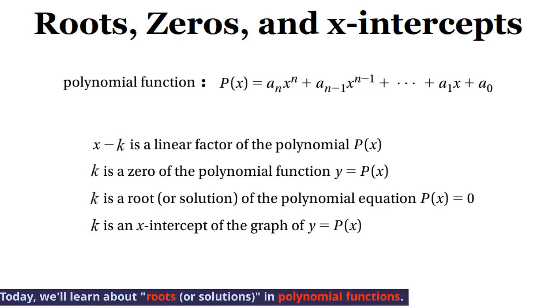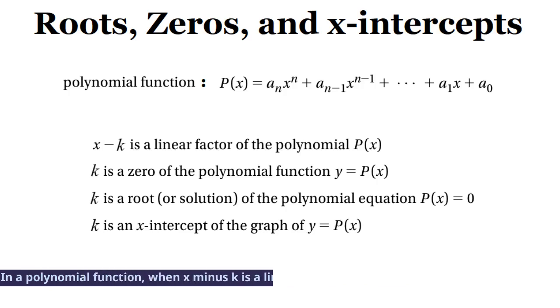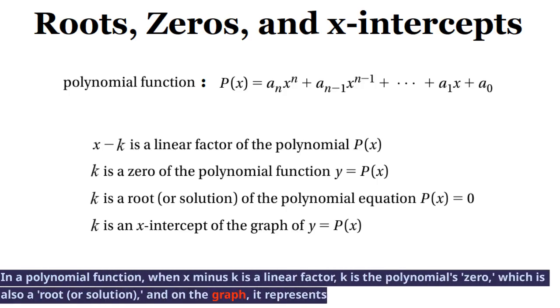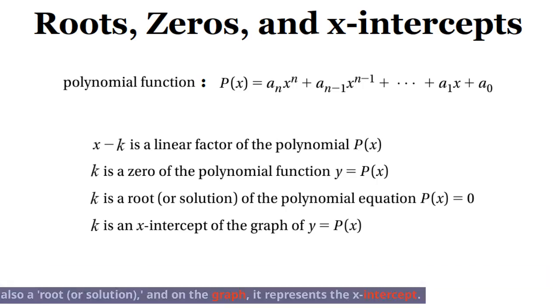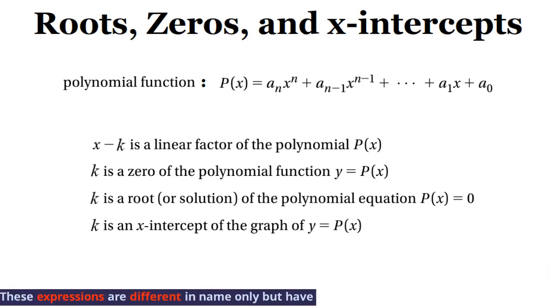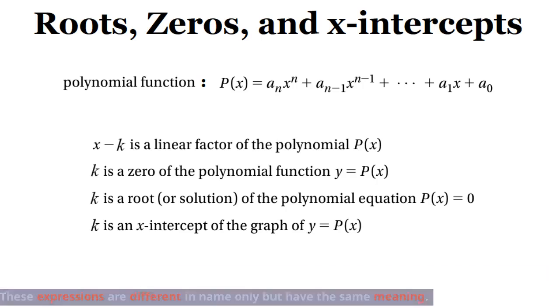Today, we'll learn about roots, or solutions, in polynomial functions. In a polynomial function, when x minus k is a linear factor, k is the polynomial's 0, which is also a root, or solution, and on the graph, it represents the x-intercept. These expressions are different in name only but have the same meaning.